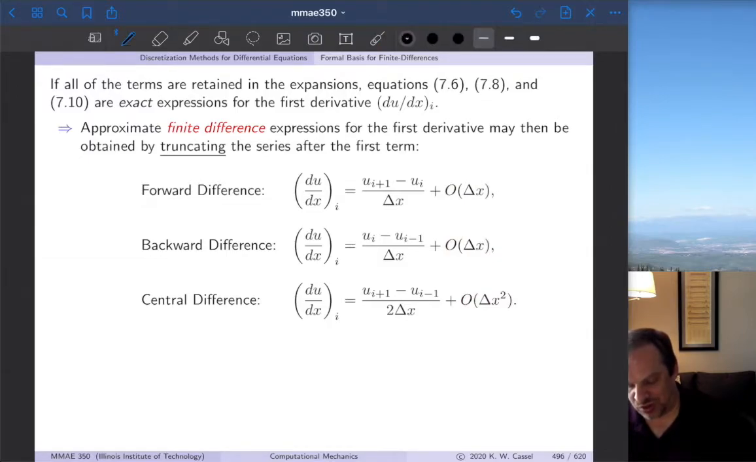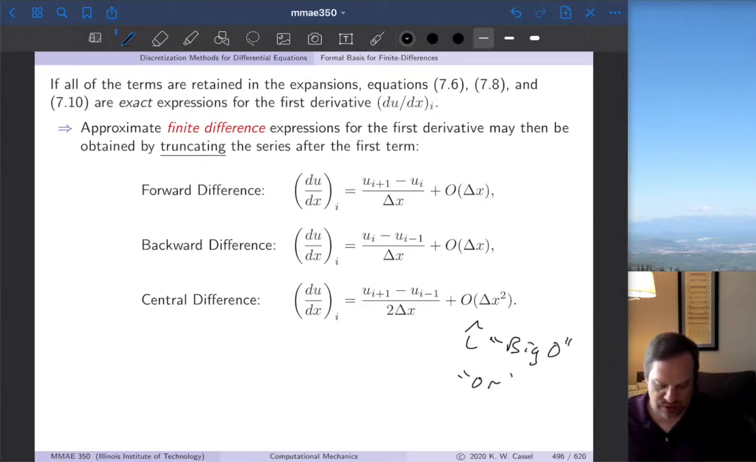So this big O, some people call it big O notation, but the way we actually say it is "order of." So the first one, forward difference, is order of delta x. Backward difference, order of delta x. Central difference, order of delta x squared. So as you'll see in the next slide, we call this first order accurate, and this is second order accurate, the order of the delta x multiplier.